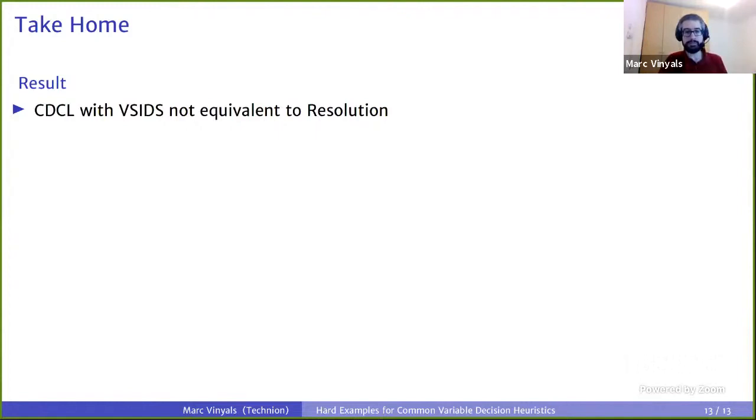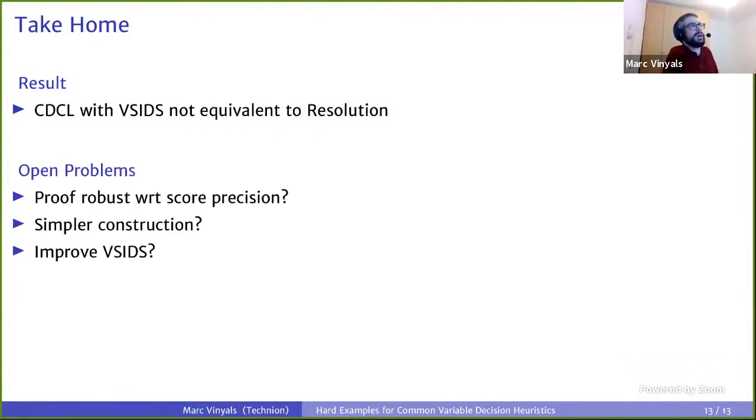And on open problems, I mentioned that the result is dependent on whether you have arbitrary precision or fixed precision. It would be great to manage to prove this with limited precision, like solvers have in the real world. The construction is also a bit clunky. I didn't even dare to show you all the clauses. It wouldn't make sense. So it would be nice if we could simplify this construction a bit.